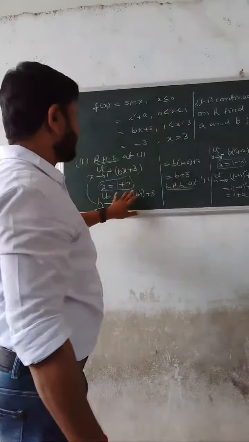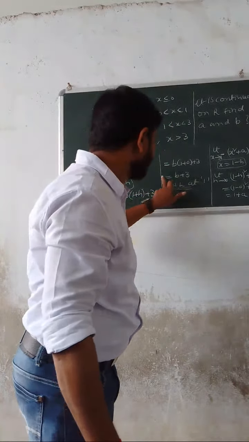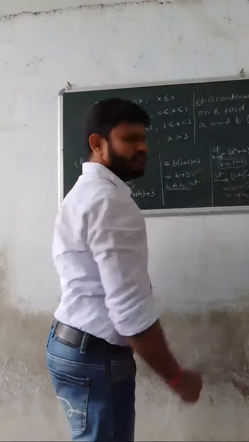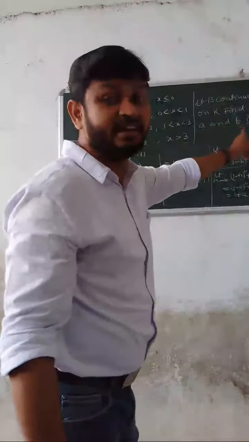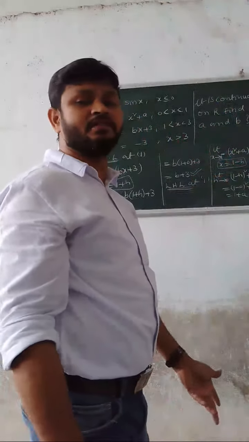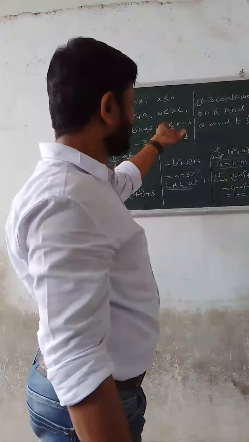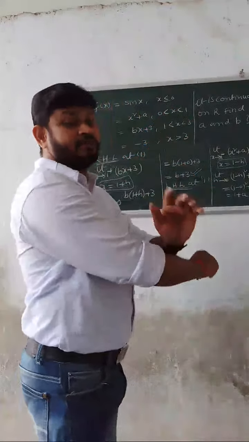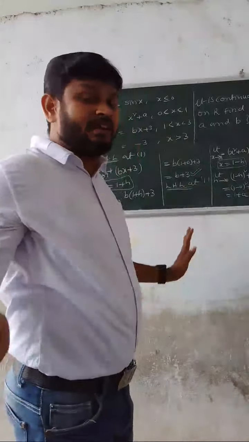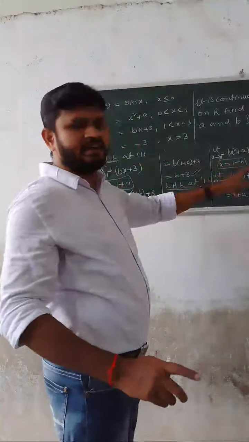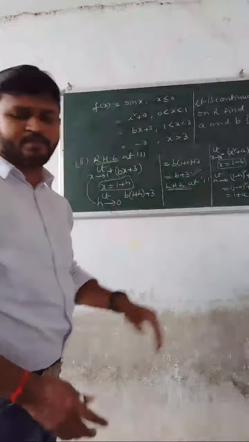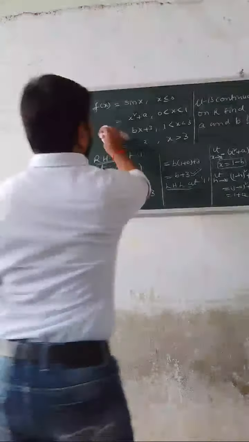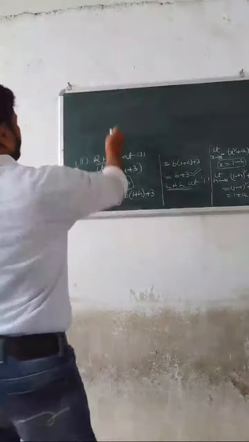Now here the right hand limit is what? Observe, b plus 3. The left hand limit is what? Observe, 1 plus a. He said in the question whether it is continuous or not: everywhere it is continuous, whether it is 0 or 1, whatever it is. The entire function is continuous. At 1 also it is continuous. Now the right hand limit should be equal to the left hand limit. The final step is what? Right hand limit is equal to left hand limit.